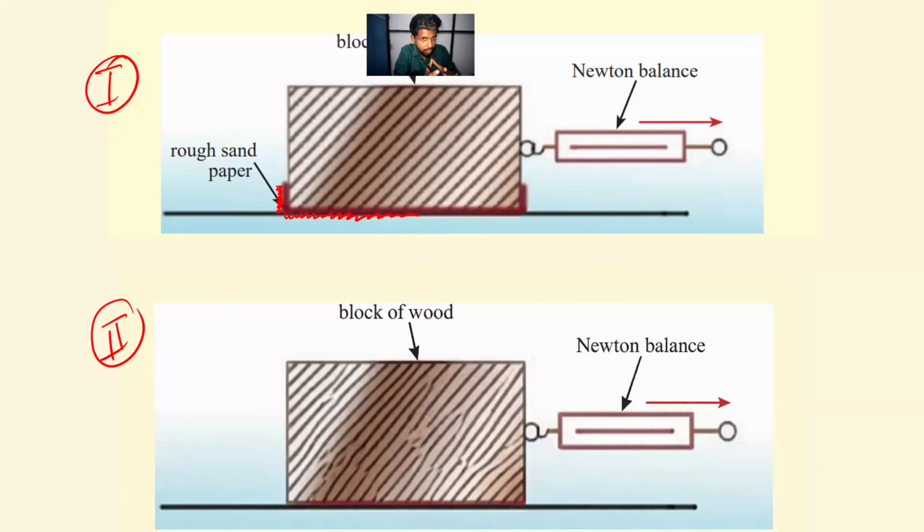We have attached the sandpaper to the box here. So what will happen? The rough surface and the table will be locked because the surface is rough, like a tar road. Rough means the frictional force will be high.